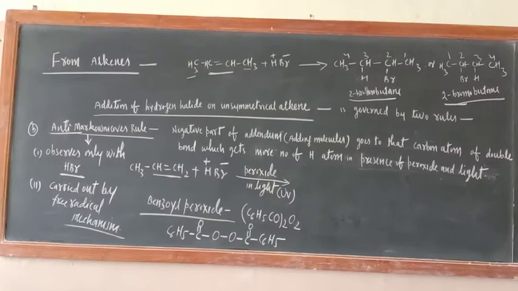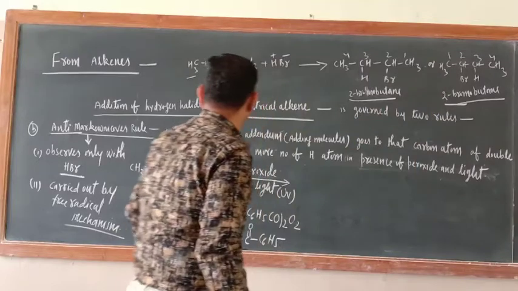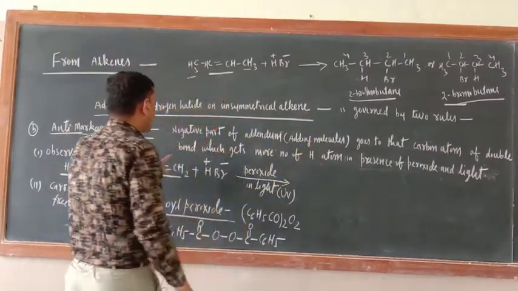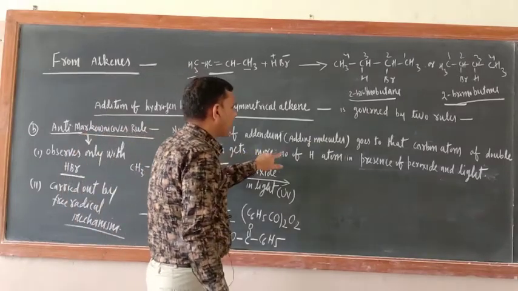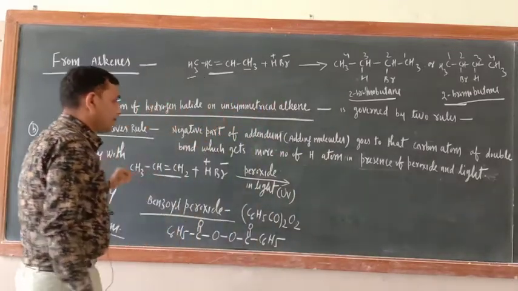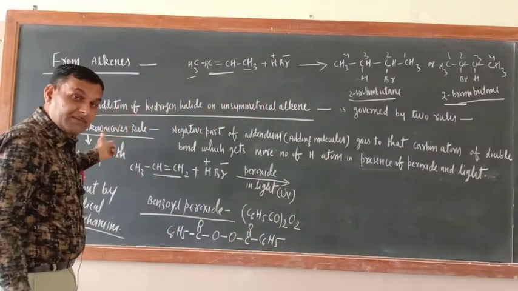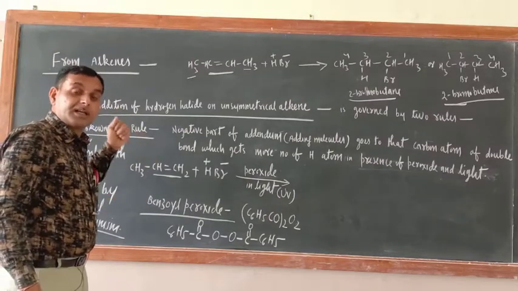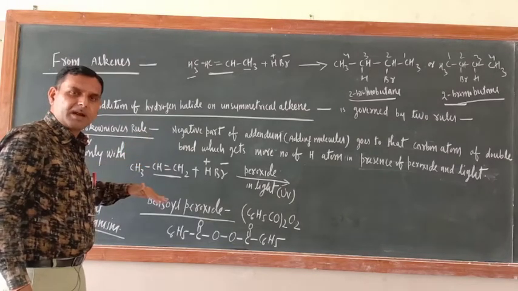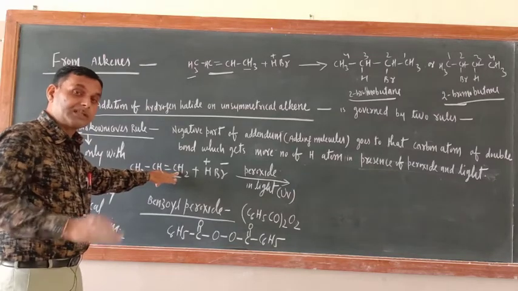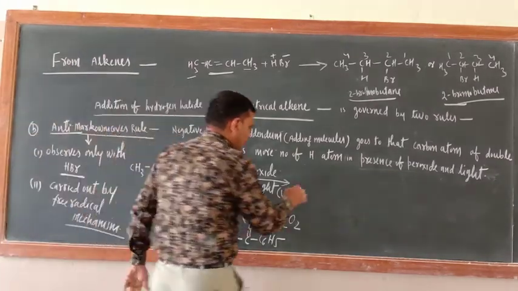Okay, so next one is anti-Markovnikov's rule. In anti-Markovnikov's rule, what is there? The negative part of addendum, adding molecules, goes to that carbon atom of double bond which gets more number of H atom in presence of peroxide and light. Okay, means just reverse of Markovnikov. That is why it is known as anti-Markovnikov. Their negative part was going with the carbon atom which is containing lesser number of hydrogen. Here it is going with that carbon atom of double bond which contains more number of hydrogen atom. So just try to understand here.